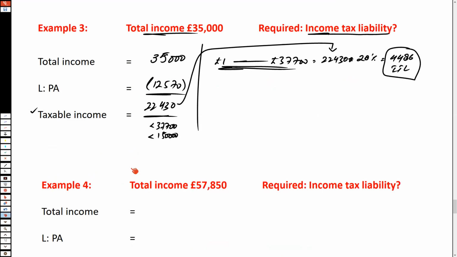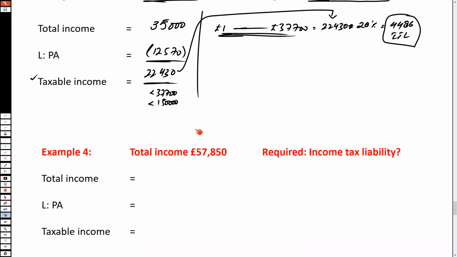Don't worry, we have further examples to practice this. We cannot directly use any tax rate. We need to follow the band limits in each case, in each scenario. How shall we follow the band limits? Don't worry, we have further examples to practice this.